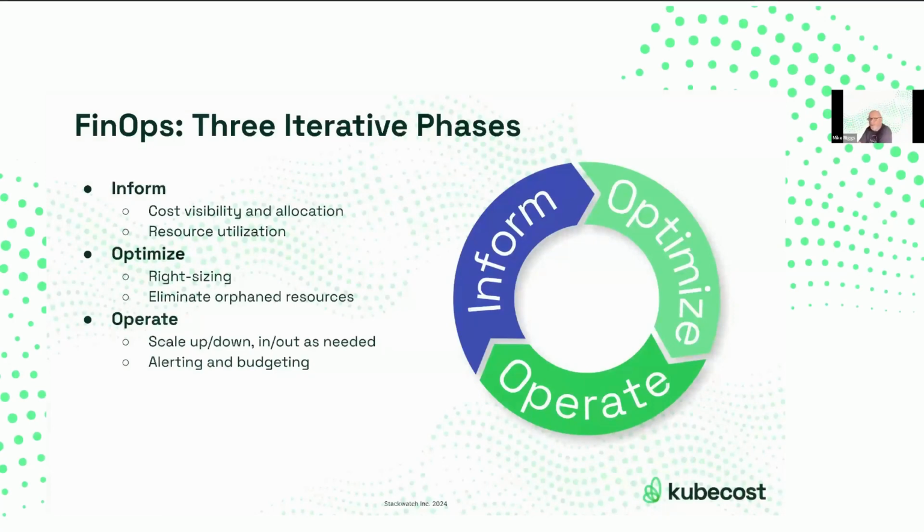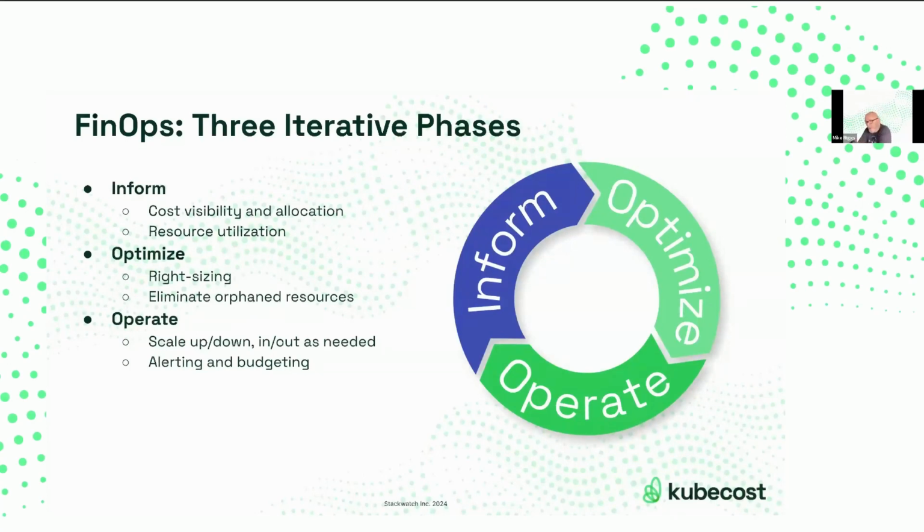The final pillar of FinOps practice is operate. So now we've got an understanding of where our costs are. We've gone through and looked at right sizing those resources. We've looked at eliminating things we're not using. Now, how do we put that into an operational format? How do we operationalize this throughout my organization?